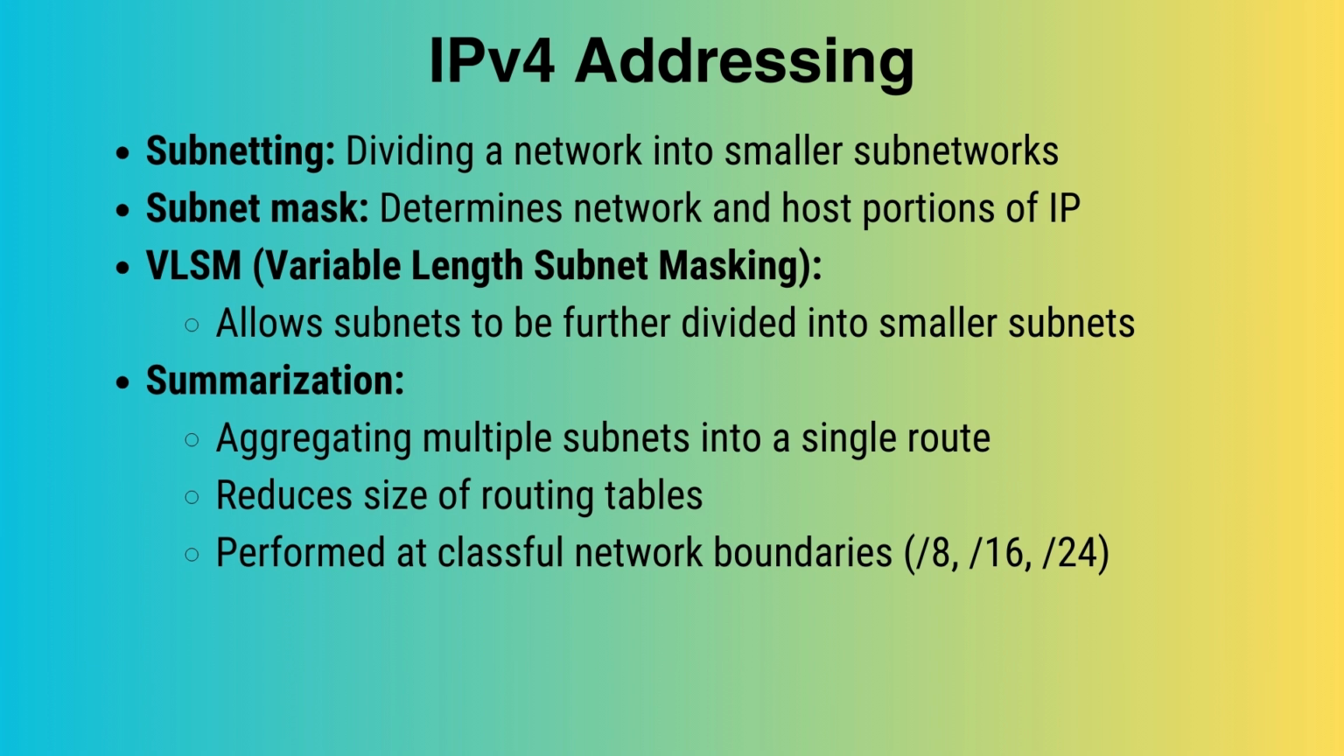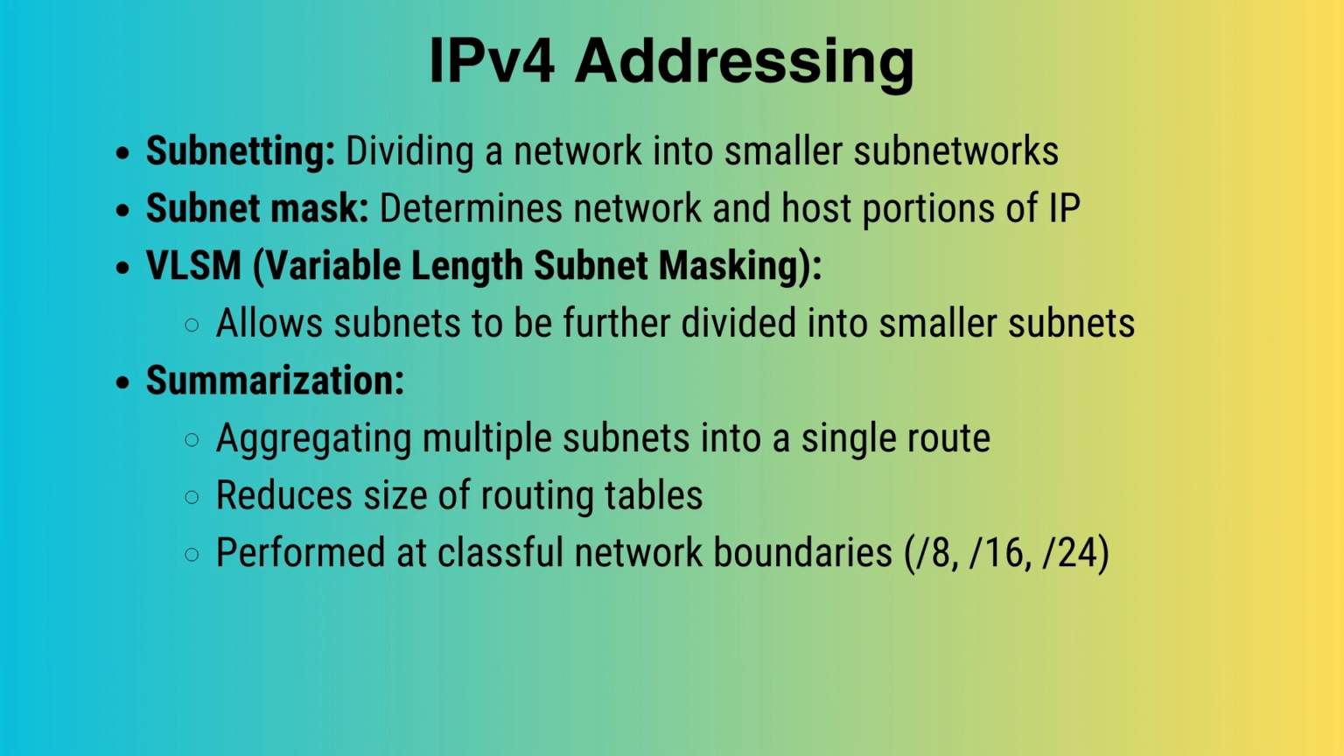Understanding IPv4 addressing is foundational for network design and management. IPv4 addresses are 32-bit numeric labels divided into 4 octets, each ranging from 0 to 255, used to identify devices on a network. Subnetting divides a network into smaller subnetworks, enhancing routing efficiency and security. A subnet mask distinguishes the network portion from the host portion of an IP address.